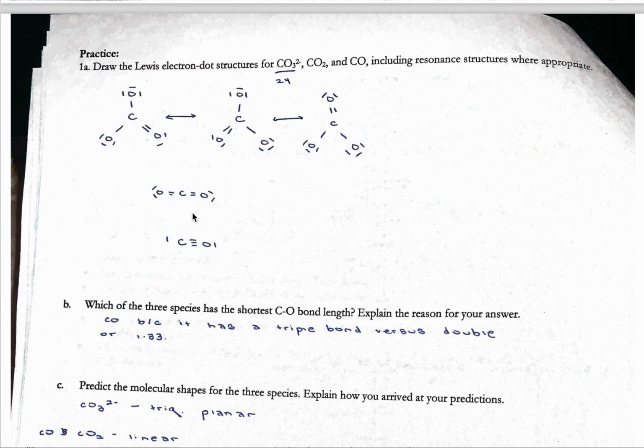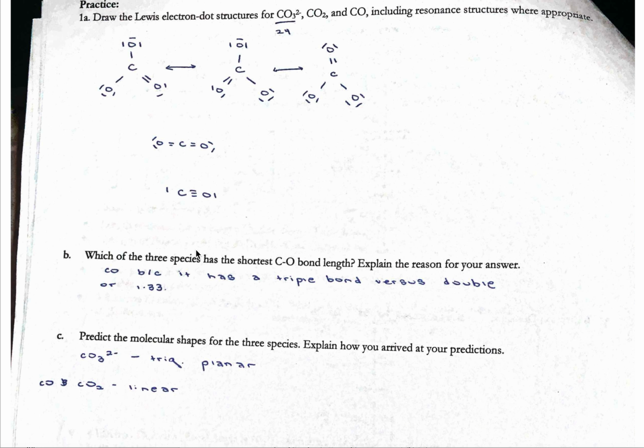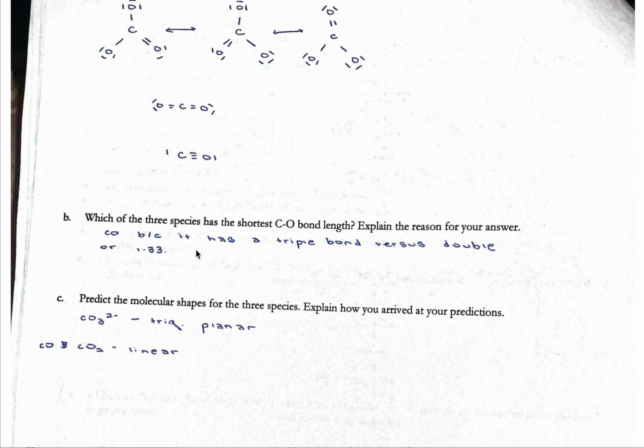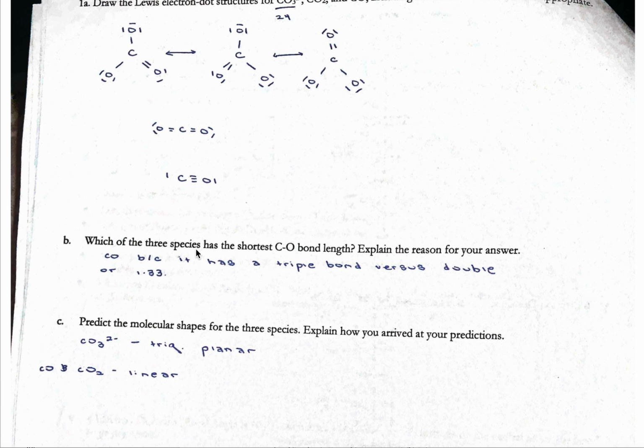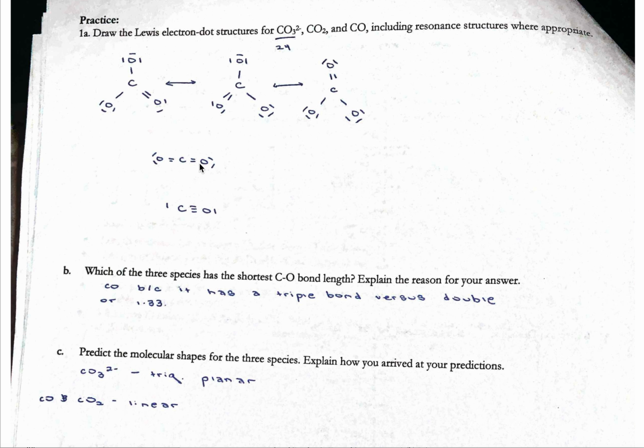Okay, for 1A, it has you drawing your structures. Okay, so for carbonate, you got these. Again, you can put brackets with a 2- charge. I would have done that if I were more complete. Okay, this is carbon dioxide and carbon monoxide. So I'm assuming you guys are comfortable drawing your Lewis structures, so make sure you are. Which has the shortest bond length? Okay, well, carbon monoxide would, because it has a triple bond. Here, this is a double bond.